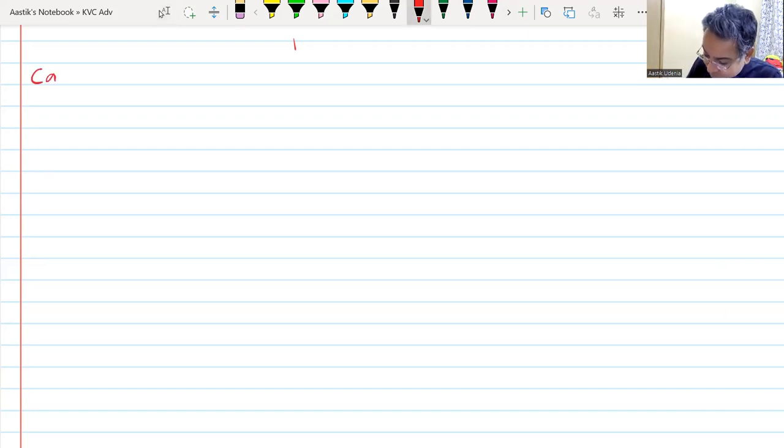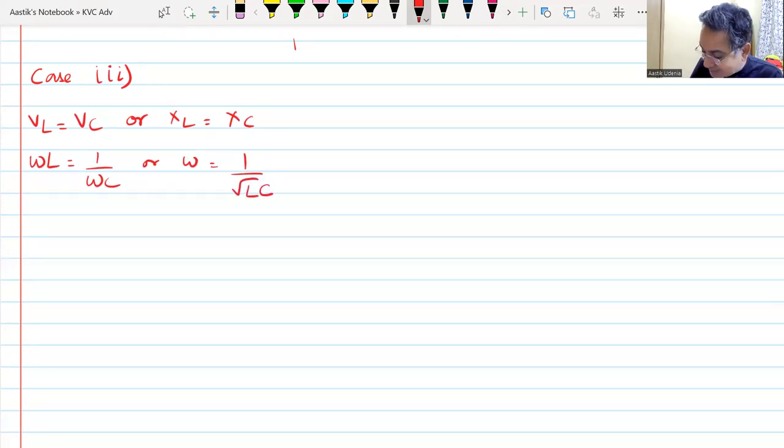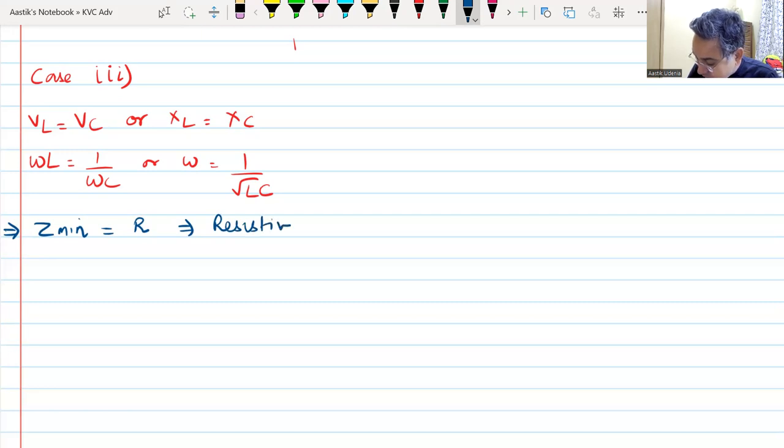What is the third case? Case number three will occur when VL becomes equal to VC, or XL becomes equal to XC, or omega L becomes equal to 1 by omega C, or omega becomes 1 by root over LC. In this condition, you have to remember that the impedance of the circuit is minimum, and that minimum impedance becomes equal to R, and the circuit behaves like a pure resistive circuit.